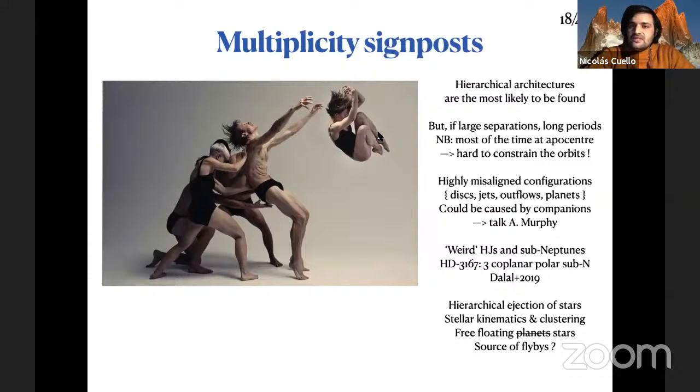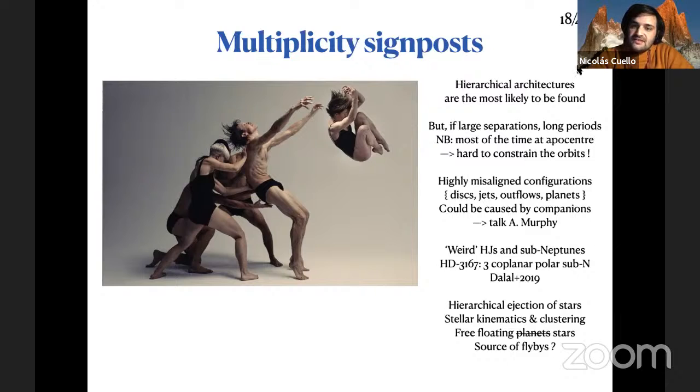I would like to note that if we have large separations, then that means that we will have very long periods, which means that it's very hard to constrain the orbits on an astronomer's lifetime. Because most of the time, if you have a very eccentric orbit and a very large semi-major axis, you spend most of the time at the apocenter.